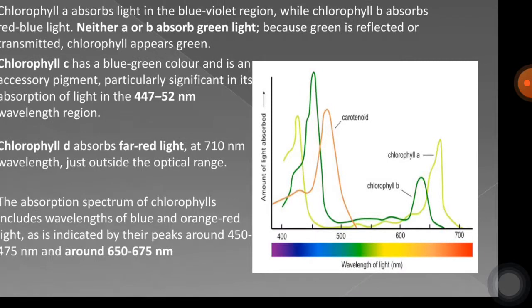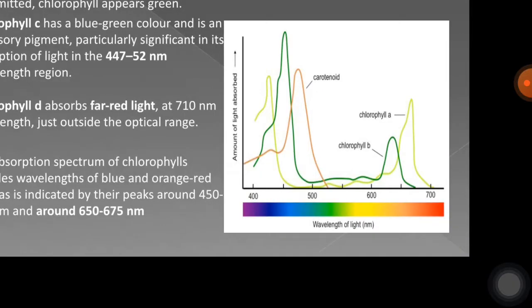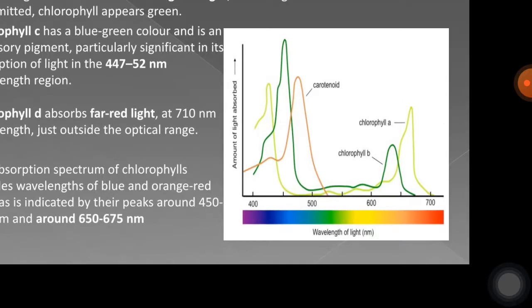There are also carotenoids, which are accessory pigments that also absorb the light radiation coming from the sun and help the plants in the process of photosynthesis, and their absorption peak is different from chlorophyll A and chlorophyll B.